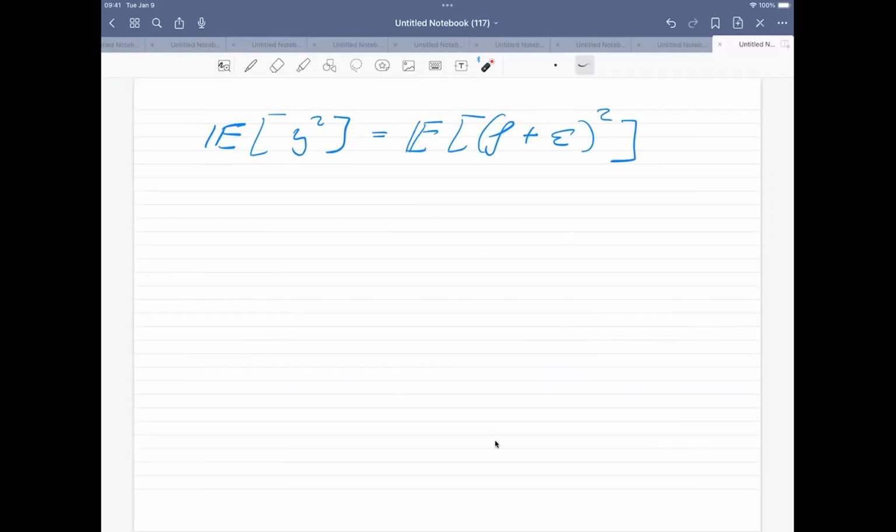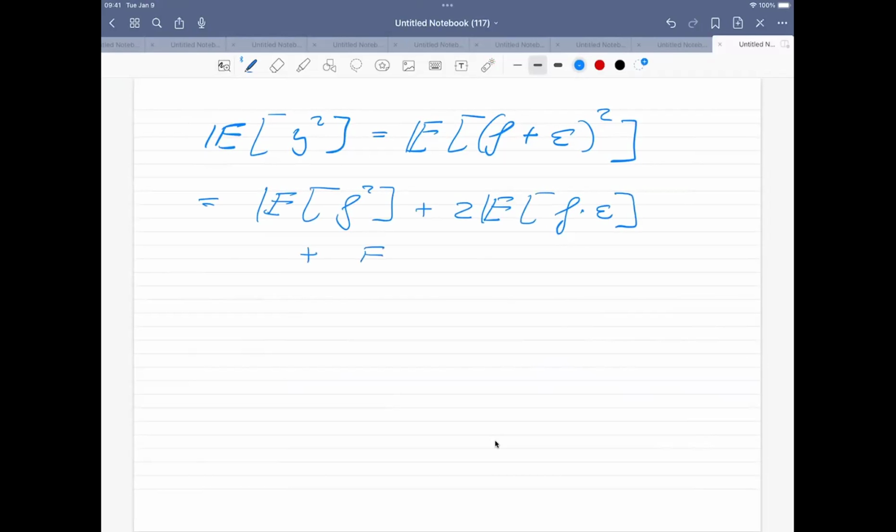So these are the basic assumptions behind the derivations of the linear regression equations. So if we now rewrite this, we just write it out, and then we have f squared, the expectation value of that one, plus 2, and then we have the expectation value of f times epsilon, plus the expectation value of epsilon squared. Now, epsilon squared, we have by definition said that that's the variance of the noise. So the variance of the noise is something we have defined as sigma squared.